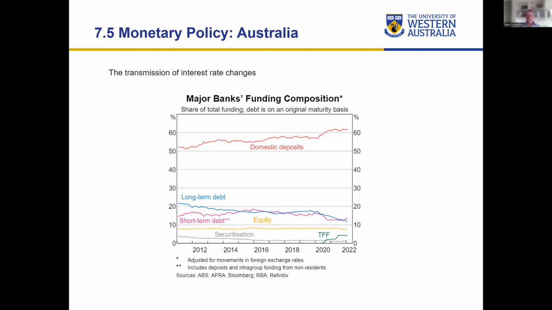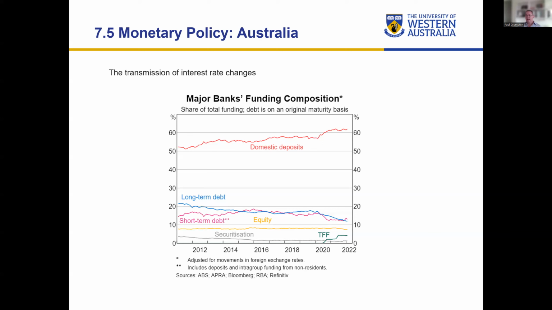So really the only issue here is whether Australian banks can pass on cash rate cuts 1-for-1. And is it justified sometimes for them to hold back some of these rate cuts?